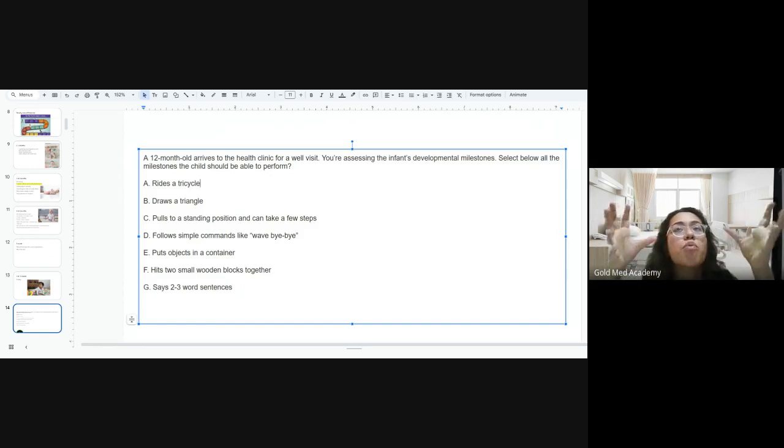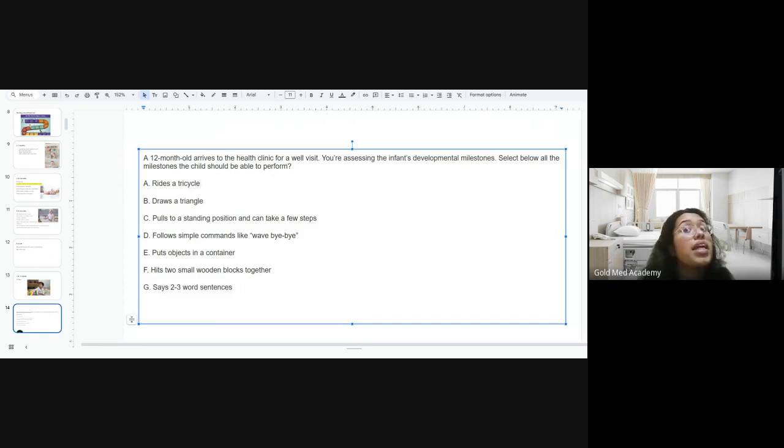We usually see that more in 2 to 3-year-olds, but really by 3, they're able to copy, and then by 4 or 5, they're able to independently draw that triangle. But that's a little too advanced for a 12-month-old. If a 12-month-old is already doing that, I would consider them to be a child prodigy, probably very high up there in terms of intelligence.